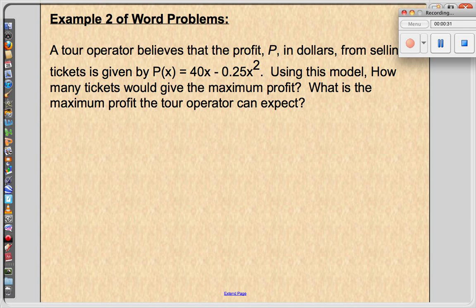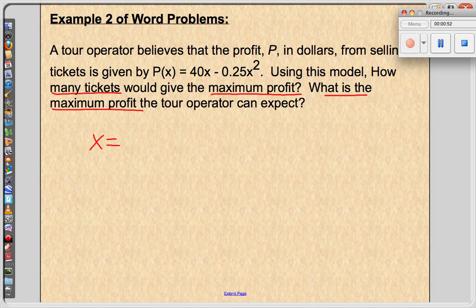So it's asking me how many tickets to give the maximum profit, and then it's also asking what is the maximum profit. And if you looked back in your notes, when it's asking about a maximum or a minimum value, all they want really is my vertex. So my vertex is x equals the opposite of b.